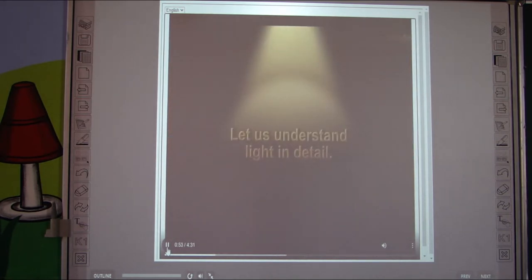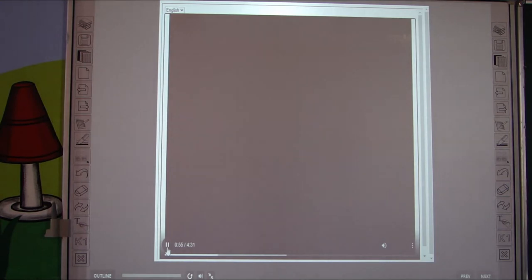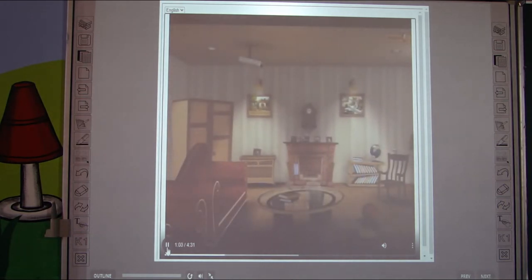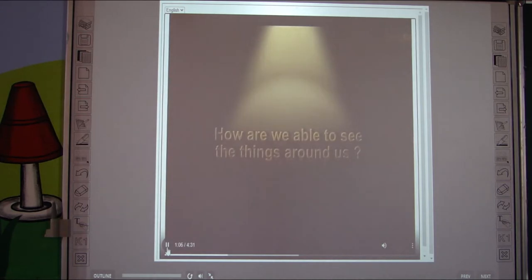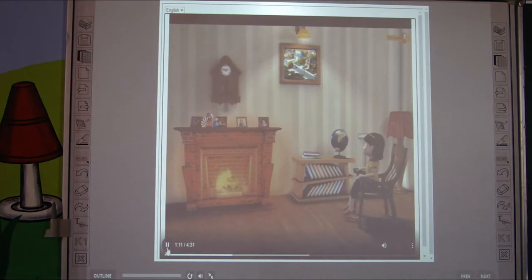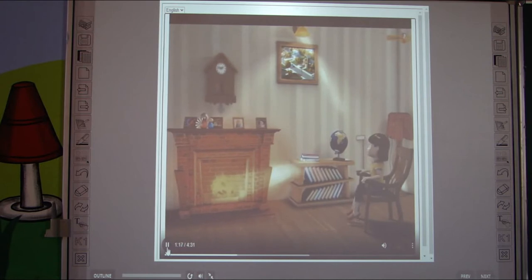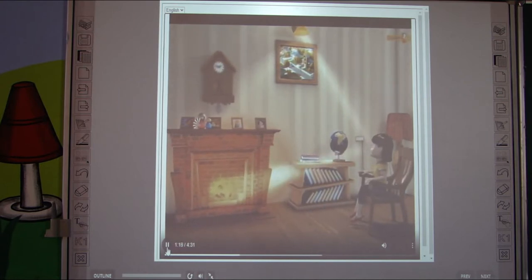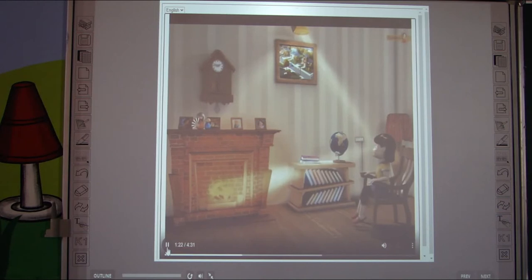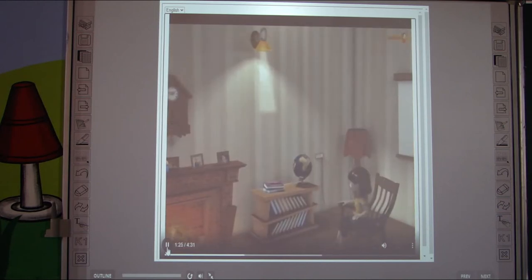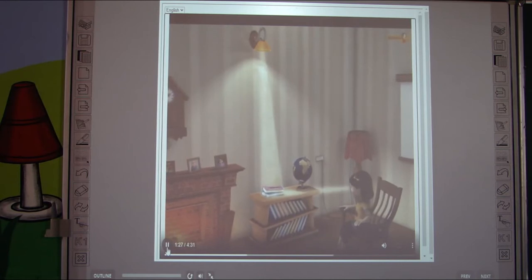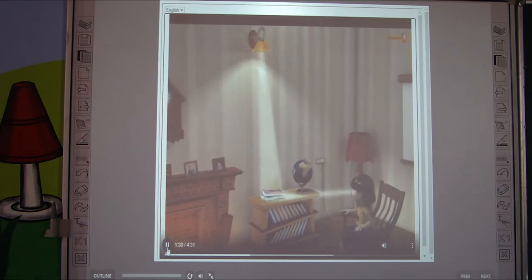Let us now understand light in detail. Light from the source spreads out in all possible directions. Do you know how we are able to see the things around us? When light from sources of light enters our eyes, we see the things. This light can be emitted by the object, as in the case of an electric bulb, or be the light bouncing off an object like a book kept on the table.